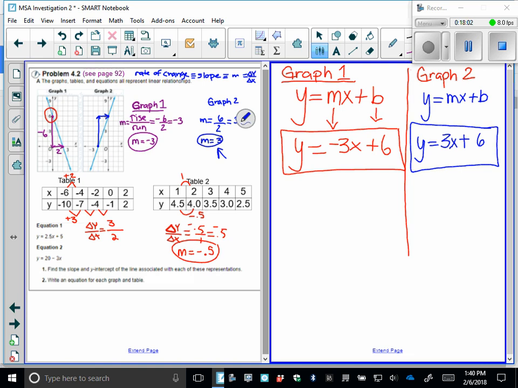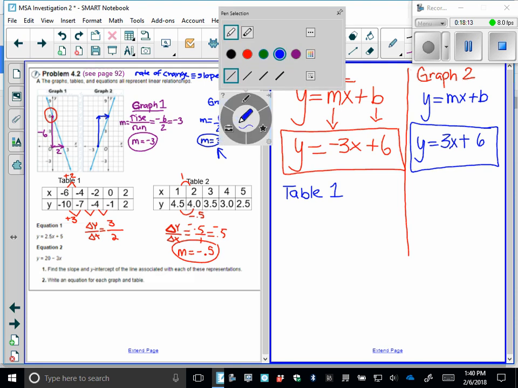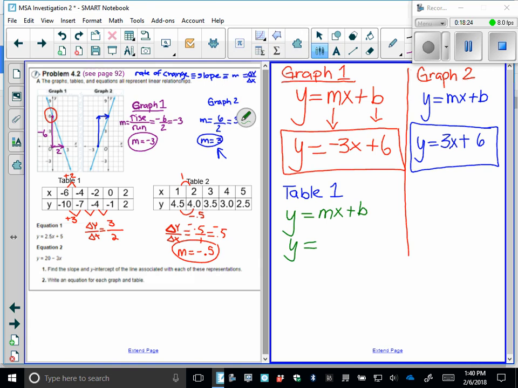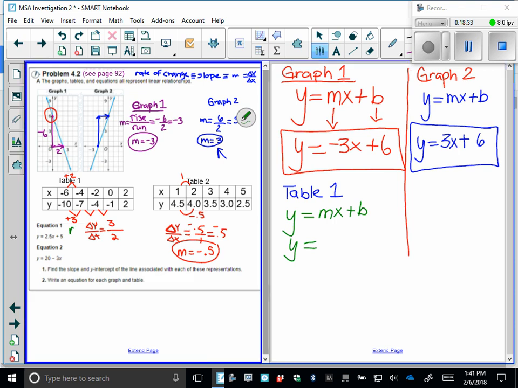So, Naomi, can you do the equation for table 1? That might be a little harder, but you still start with y equals mx plus b. So y equals. Go to table 1. What was the slope? y equals 1. No. Wait, oh no, sorry.